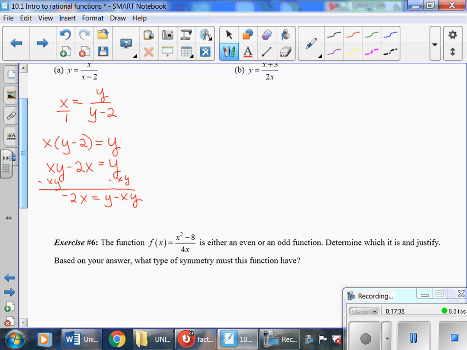And now I am solving for y, right? So I'm going to have to factor out that y on the right-hand side. So factor out a y, and you get 1 minus x is equal to negative 2x. And now simply divide by the 1 minus x, and there is your inverse. These will cancel. So we get y is equal to 2x over x minus 1 over 1 minus x.